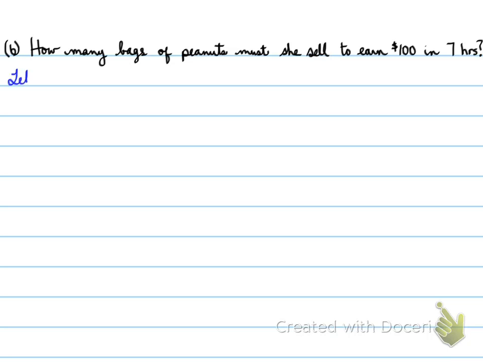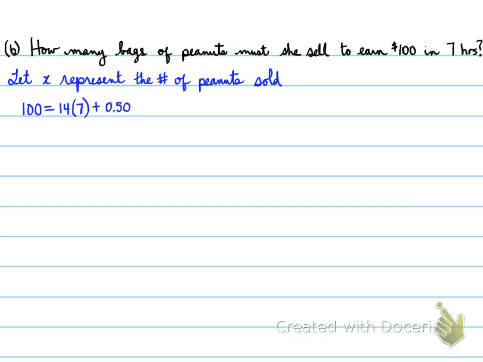So our let X statement changes. That is, let X represent the number of peanuts sold. So we know she made $100, and we know she has to make that $100. We also know she made $14 for selling these bags of peanuts for 7 hours. So 14 times 7. Next, what we need to do is find out how many bags she sold in those 7 hours. Well, that's the part we don't know. So 50 cents we know she makes per bag, and then X is the number of peanuts sold. So 100 is equal to 14 times 7 plus 50 cents for every X, so for every bag of peanuts sold. So this is where our X is this time, because it represents the number of peanuts sold.